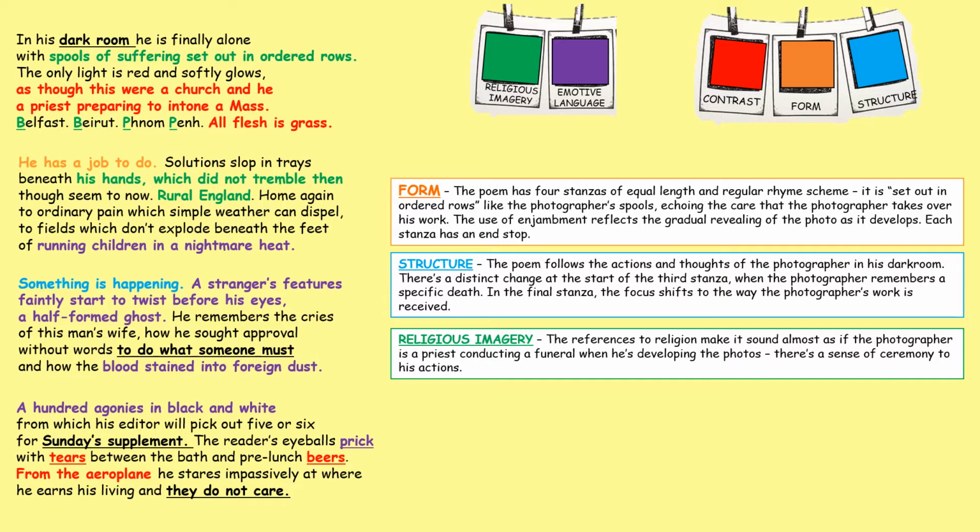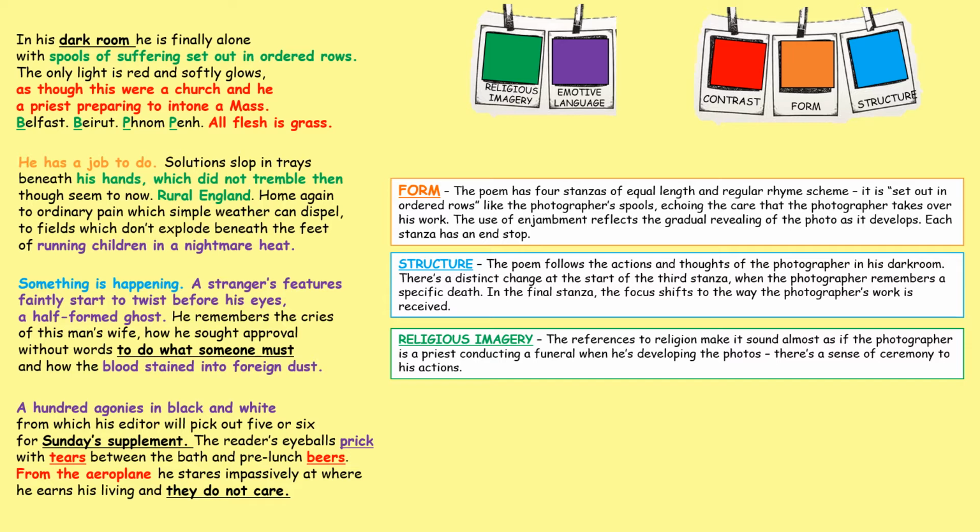So that's in the little orange section. Okay, so this poem has 4 stanzas and they are all of equal length and regular rhyme scheme. As you can see, if you look at the first stanza, for example, the lines 2 and 3 rhyme together, and the last 2 lines rhyme together, and it's the same in each stanza. Okay, so it's a very regular rhyme scheme.